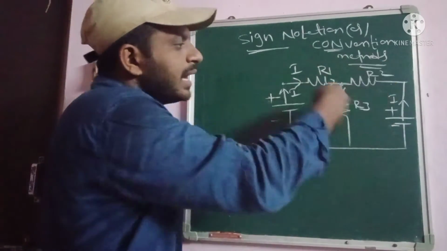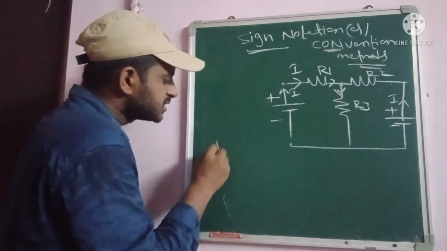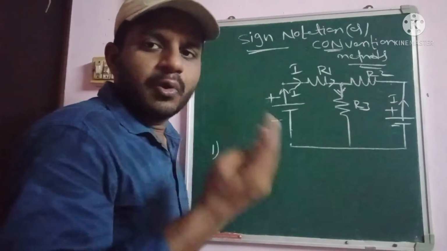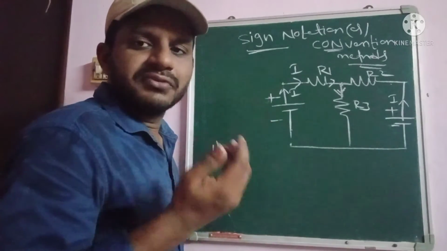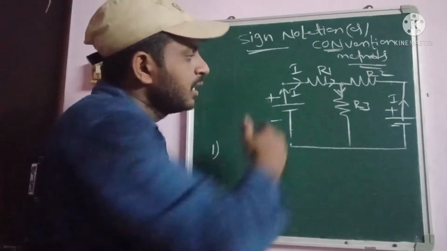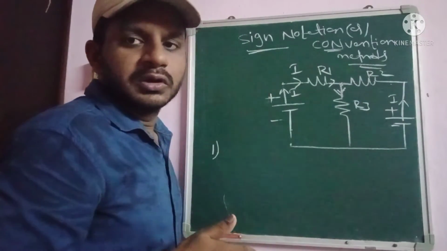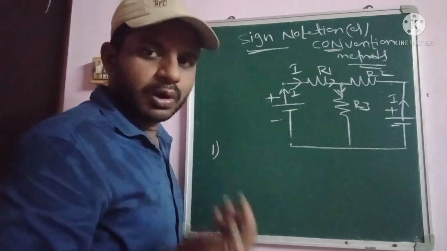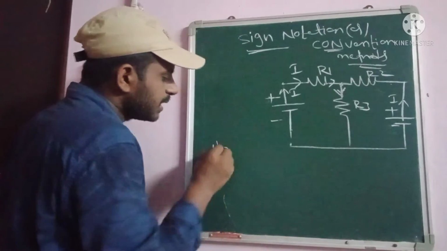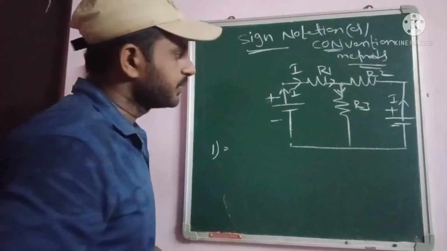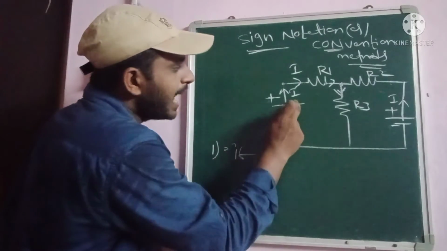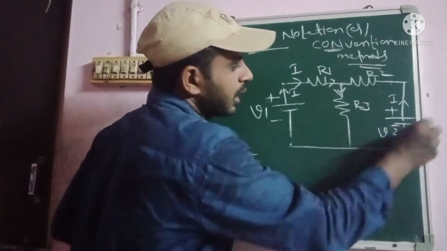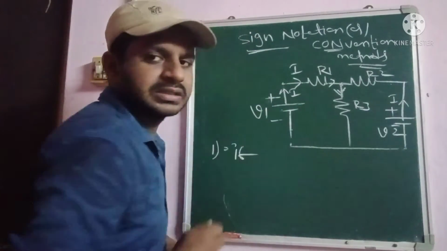From this diagram we have to represent all the sign notations. There are mainly four sign notations for the calculation of both voltage and current in the entire circuit. With the help of Kirchhoff laws we find all the voltage and current equations. Let us consider the two batteries as V1 and V2.